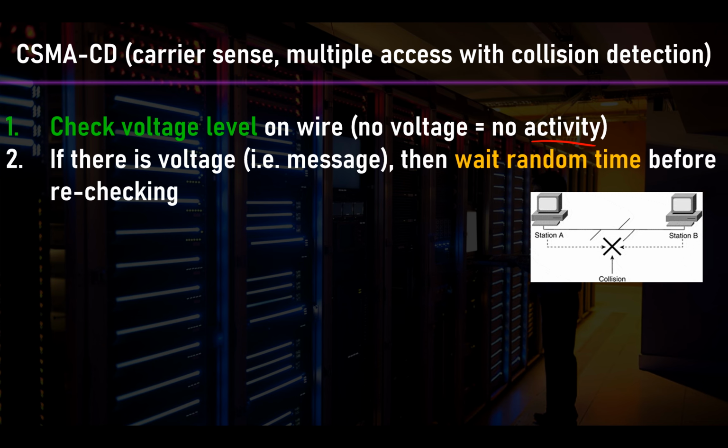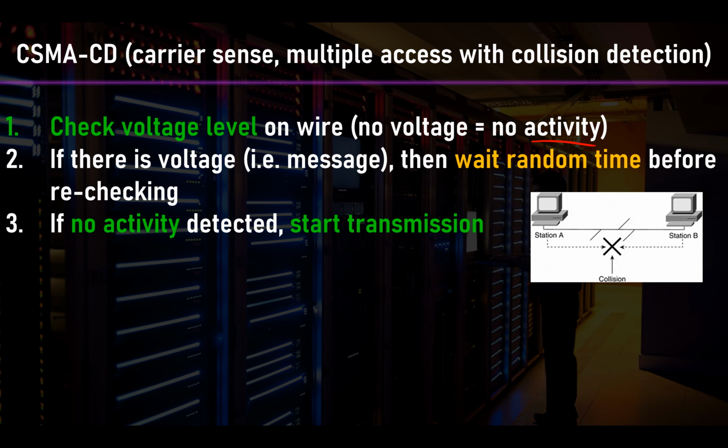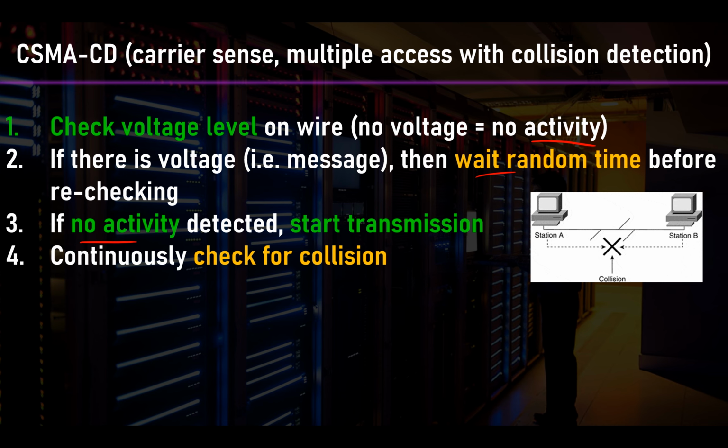It's empty, it's free. So if there is a voltage, i.e. someone else is sending, then we want to wait a random amount of time before rechecking the voltage. However, if no activity is detected, and I guess we can also say, if we've waited a random amount of time, and the next time we check it there's no activity, then we can start transmission, because of course, if there's no voltage, then no one is currently using the wire, therefore we can send.